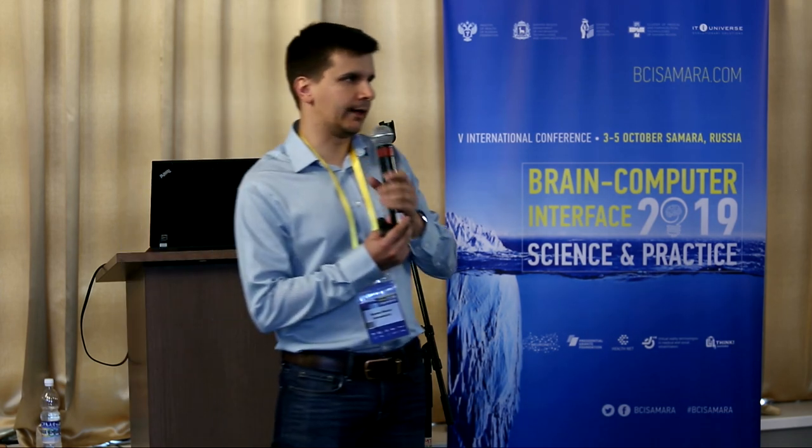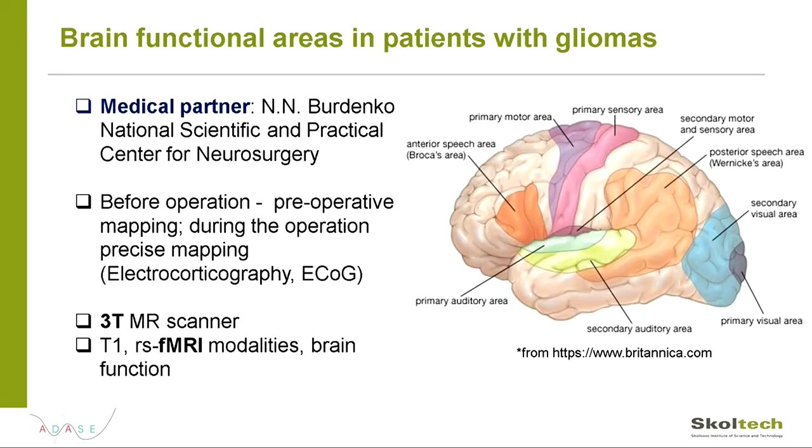So mapping and localization tasks: the first one is related to the Burdenko Institute, and it refers to the allocating of brain functional areas before the operation. It is done on the basis of data obtained from our partner Burdenko. The problem is the following: before the operation, the surgeons need to preliminarily know the allocation of functional areas. The point is that in healthy people, these areas have quite similar locations, but in patients with lesions like tumors, this could differ a lot, and that's why we need to map them before the operation.